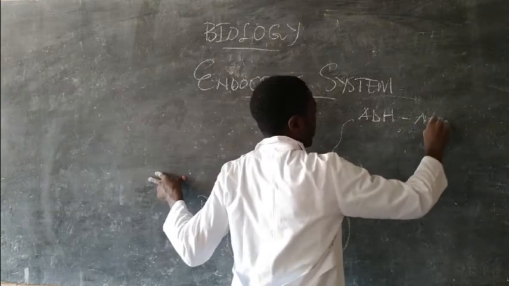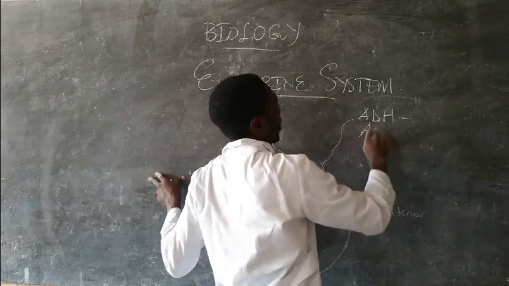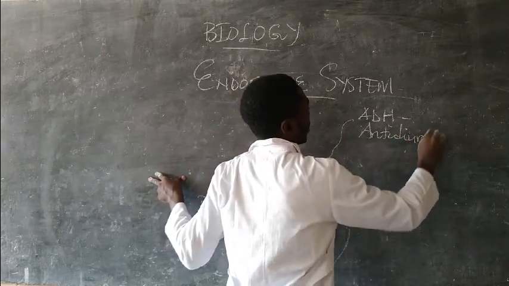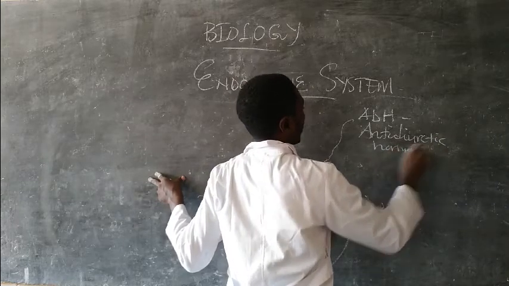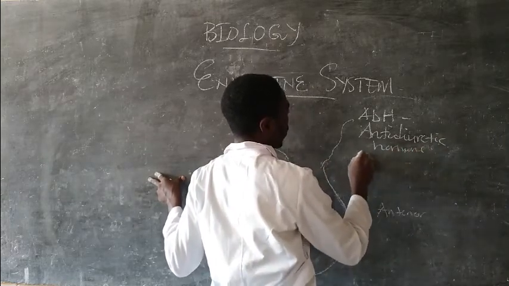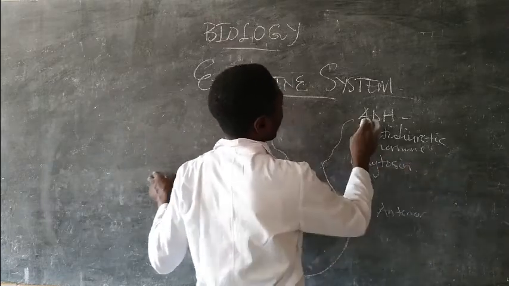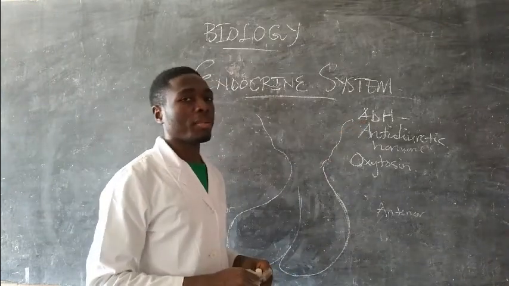Antidiuretic hormone, okay, and we have oxytocin. What is the function of antidiuretic hormone? It helps in reabsorption of water from the kidneys.